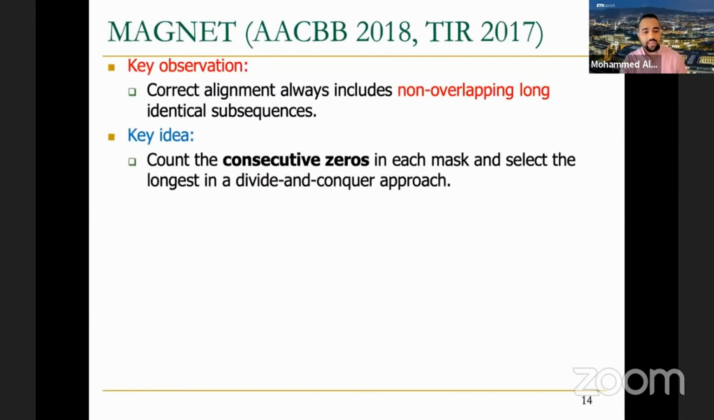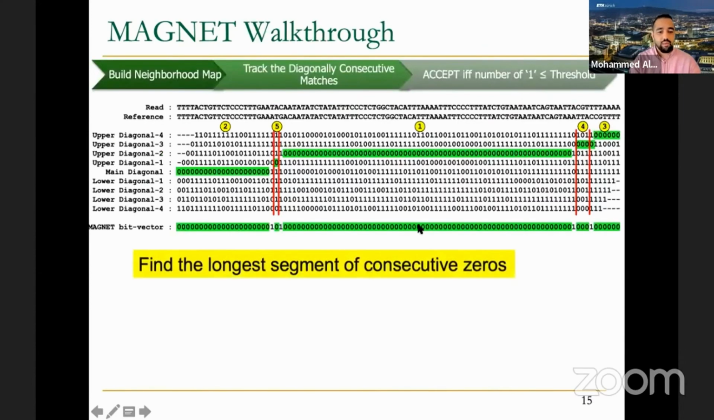Now, the key idea in Magnet is to count the consecutive zeros in each mask and select the longest in a divide and conquer approach. So instead of doing the AND operation, we don't do it here. We just calculate the masks as we do in GateKeeper. Then we try to count the largest number of consecutive zeros in each mask, and we greedily choose the one with the largest number. Out of these, we then divide and conquer the problem into smaller sub-problems and try to solve each sub-problem separately.